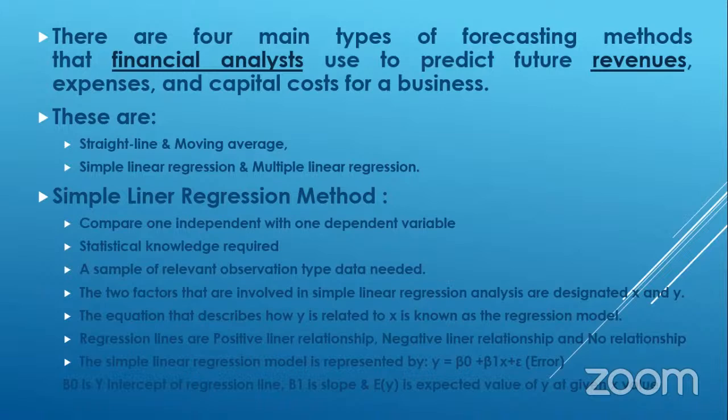The regression lines show a positive linear relationship, a negative linear relationship, or no relationship. The simple linear regression model is represented by y equals b0 plus b1 x plus e. E is the error. b0 is the y-intercept of the regression line. b1 is the slope. E(y) is the expected value of y at a given value of x.